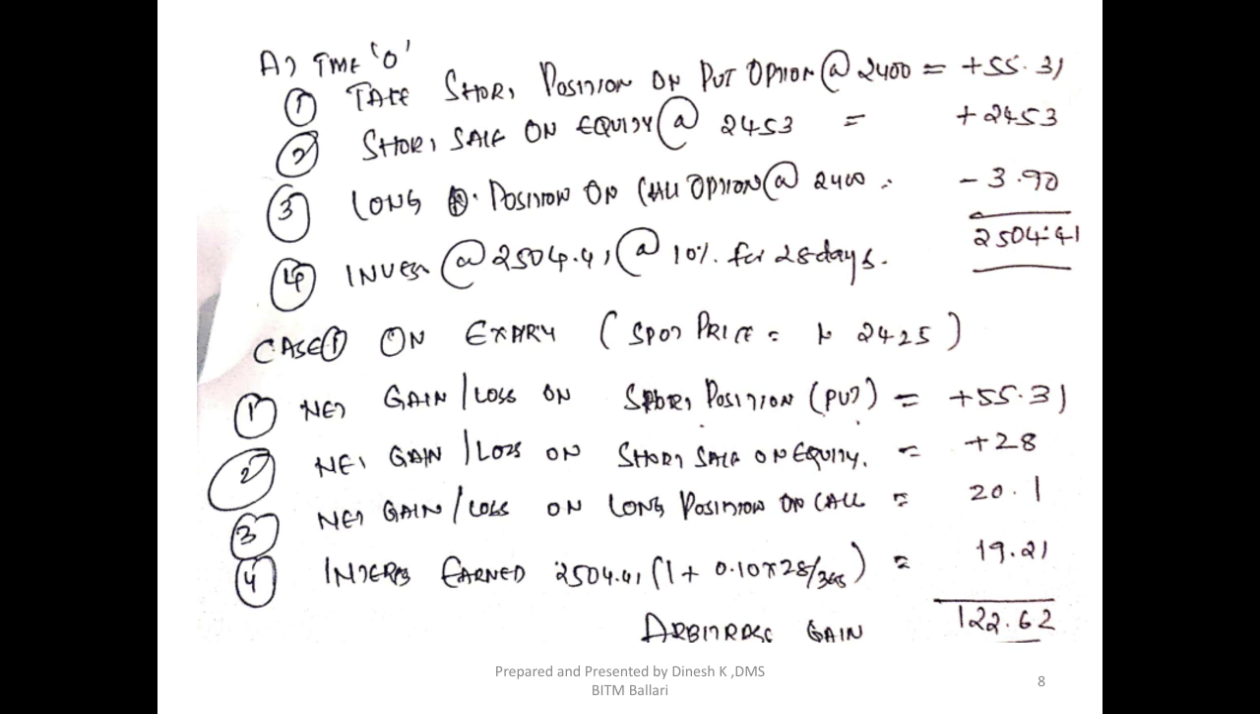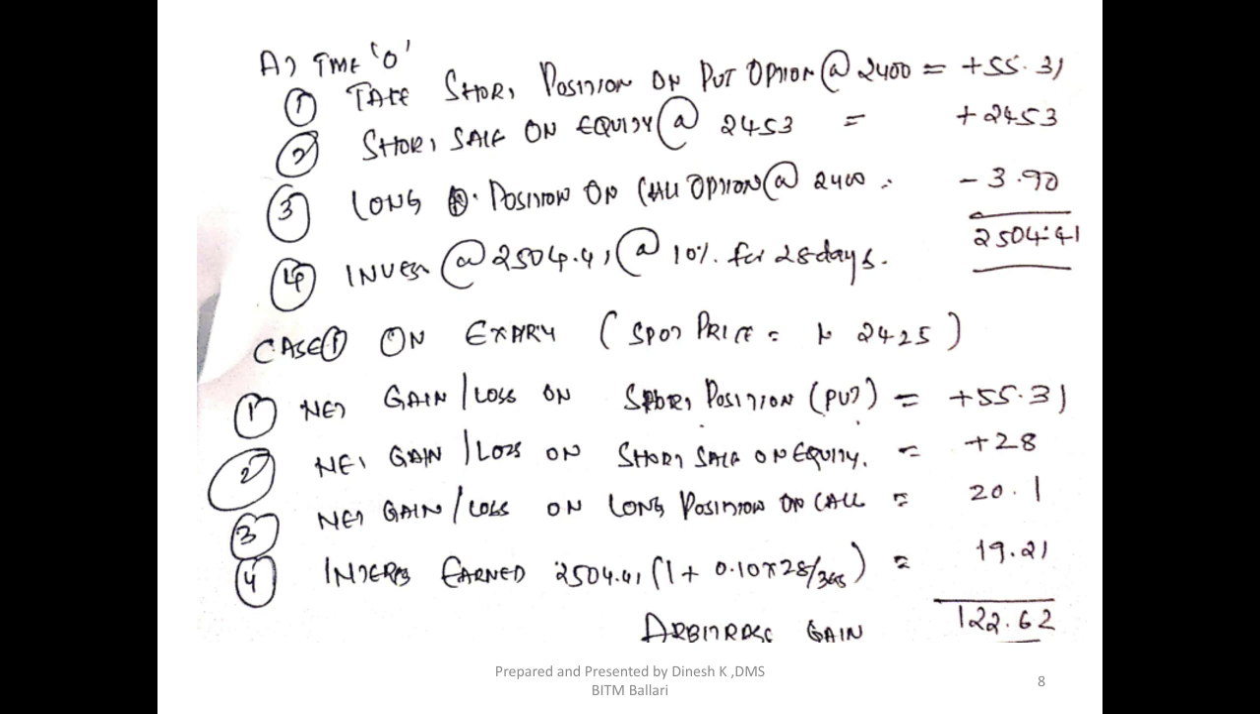Short position on a put option: the seller assumes that the price is going to rise and has an obligation to buy, whereas a put buyer assumes that the price is going to fall and has a right to sell. Since the price of 2425 is greater than 2400, the price has risen, so it is not favorable for a put buyer. So the put buyer will withdraw his contract and the short position on a put will enjoy the premium of 55.31. Fine, that is a gain.